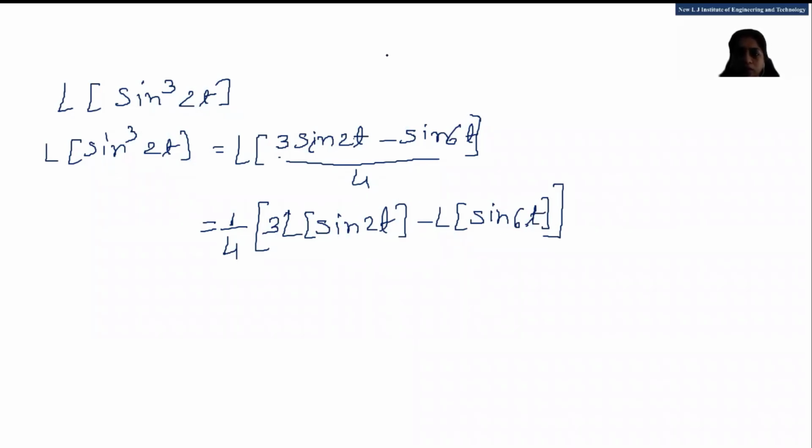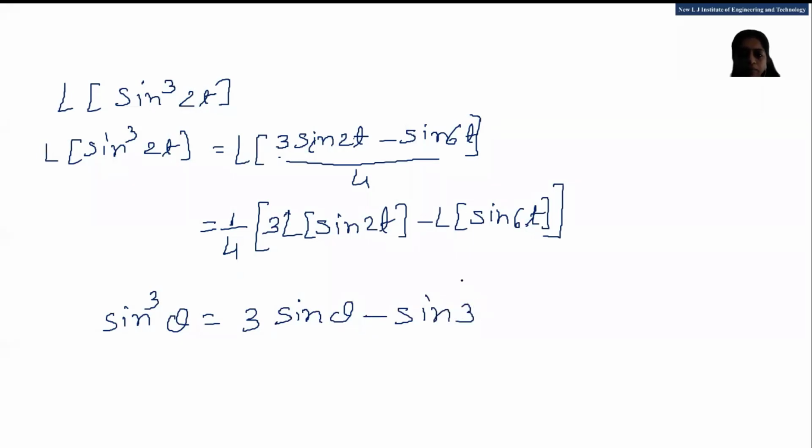Okay. Now, one student has doubt about which formula this is. See, this is sine cube theta is equal to 3 sine theta minus sine 3 theta, whole by 4. Okay. Or you may apply this sine 3 theta as the subject also. Okay. Right.